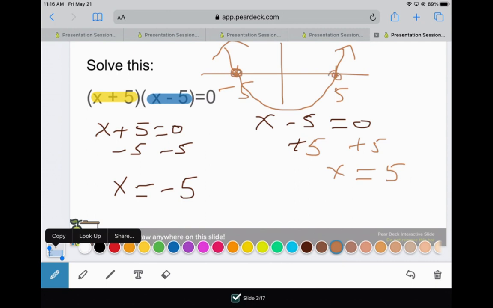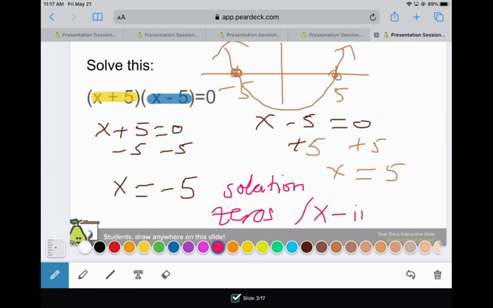It's called the x-intercept, or we call it the solution. Sometimes we call it the 0, or we call it the x-intercept. It depends on the textbook, the test, and the program that you run into. Some may call it a 0, some may ask you to find the x-intercept, some may ask you to find the solution of the quadratic function.